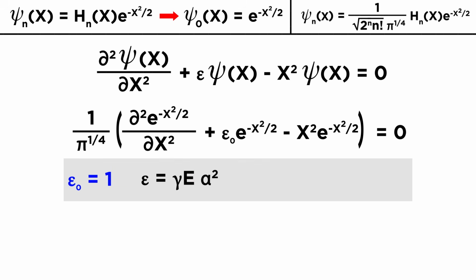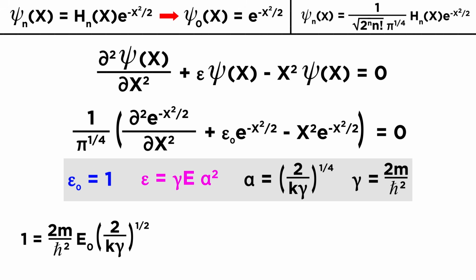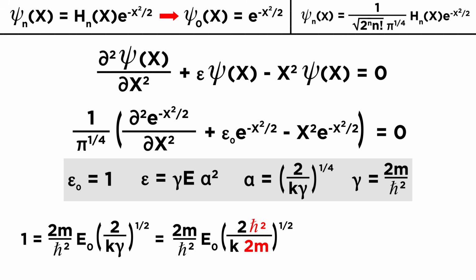Recall that we had epsilon as being equal to gamma E over alpha squared, where alpha equals 2 over k gamma to the 1/4, and gamma equals 2m over h bar squared. So let's plug in these expressions in place of gamma, E, and alpha right here. Notice that the 1/4 power becomes 1/2 as this term is squared. We can plug in for this gamma in the denominator as well, which means we get h bar squared over 2m, so the 2's cancel and h bar squared can be pulled out by taking the square root to put h bar right here. That cancels out an h bar on top and bottom.